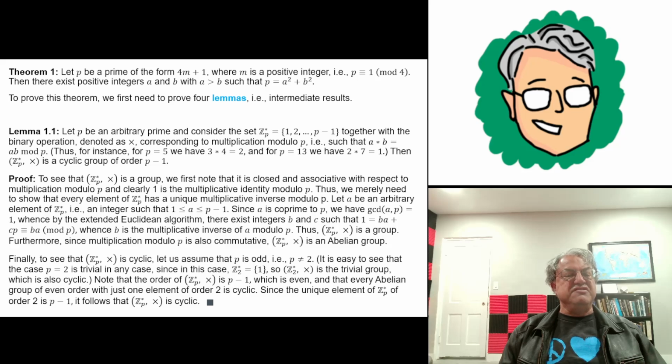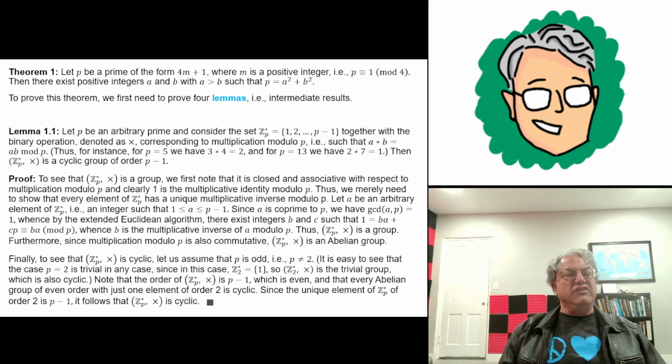Well, that's pretty easy to see. All that means is that for any 2 elements of this set, you can multiply them, take the remainder modulo p, and that should be another element of this set, which it clearly is. So it is closed with respect to multiplication. That's the first axiom.